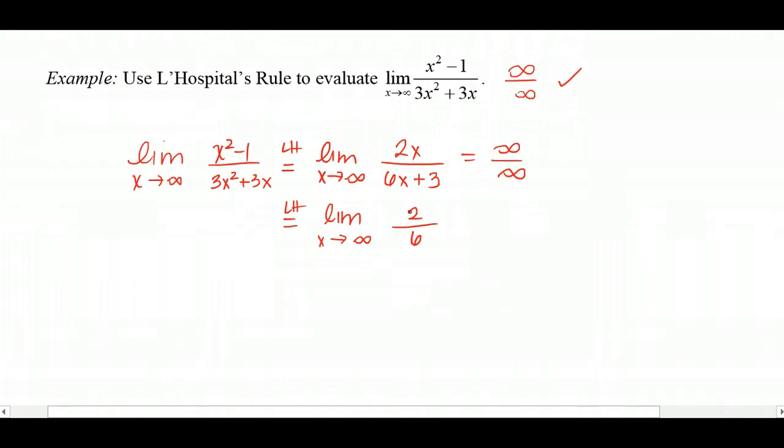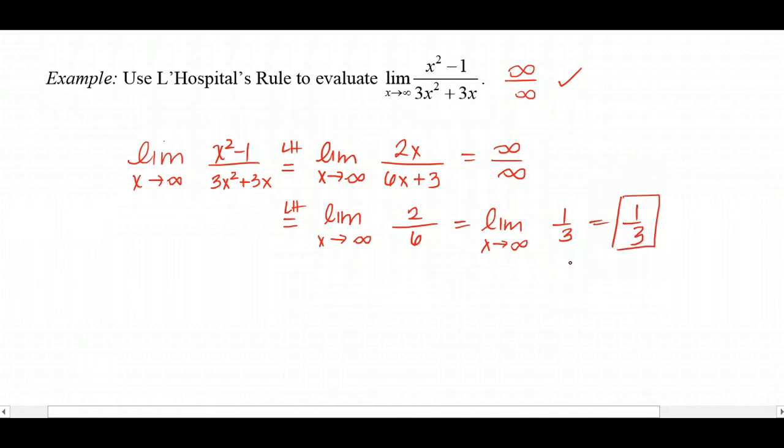I'm sorry, I got ahead of myself. 2 over 6, which simplifies to 1 over 3. So this is the same as the limit as x approaches infinity of 1 over 3. The limit of a constant is just the constant. So the answer is 1 over 3, which, yes, we definitely didn't need L'Hopital's rule to solve this problem. The degrees matched in a limit at infinity, so the answer would just be 1 over 3 to begin with, but just to show that L'Hopital's rule does work with an indeterminate form of infinity over infinity as well.